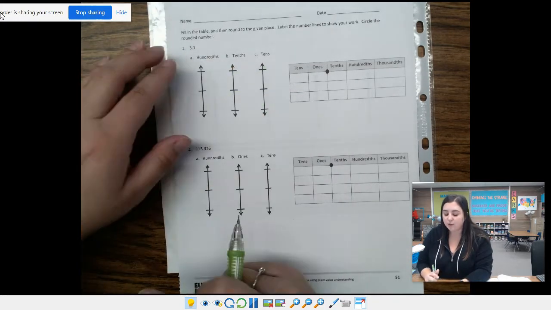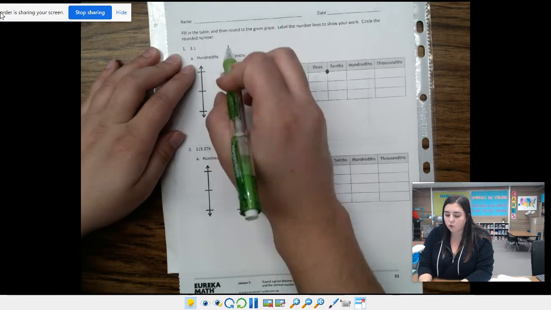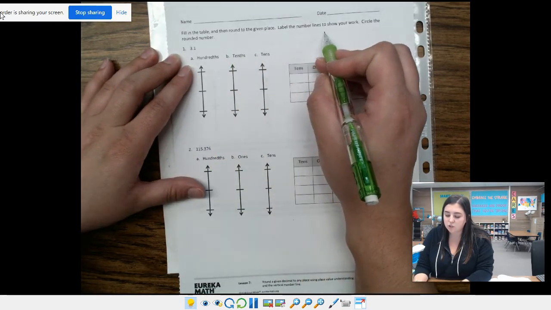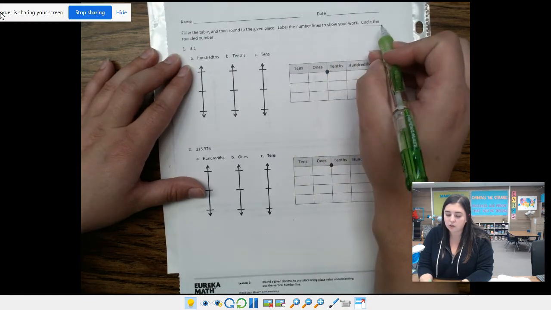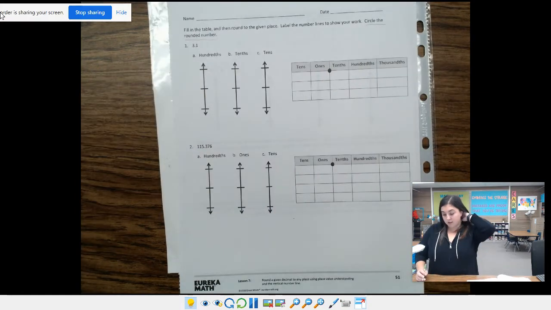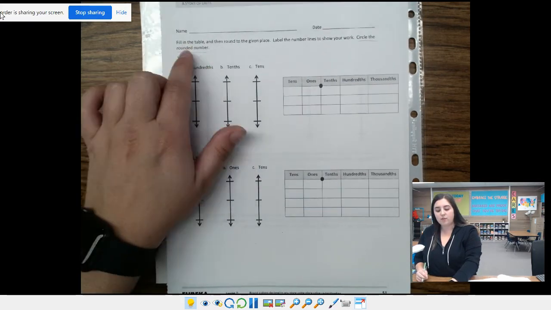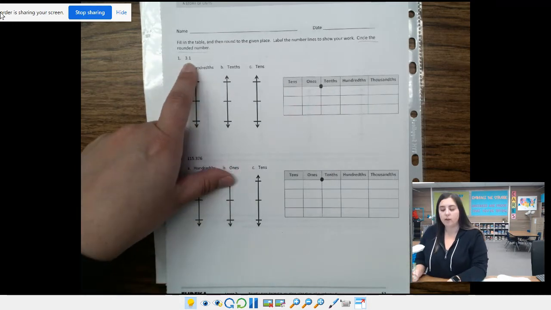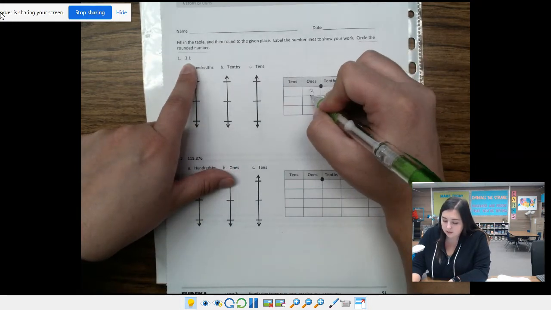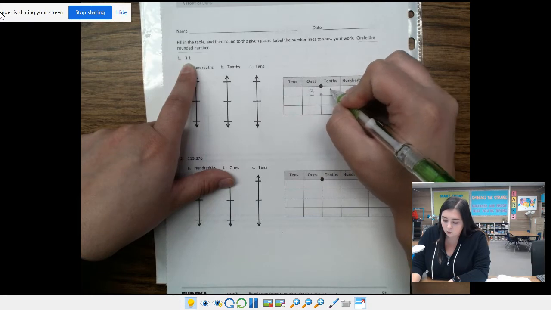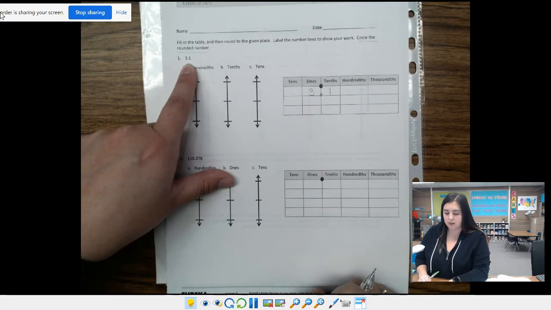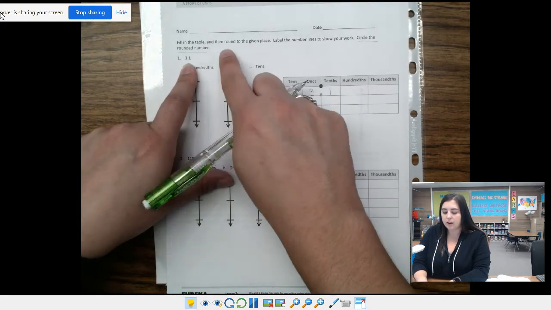The directions say fill the table and then round to the given place. Label the number lines to show your work. Circle the rounded number. Lots of steps there. So let's walk through this together. The first part says fill in the table. Question 1, our number is going to be 3.1, or 3 and 1/10. Got it. Then round to the given place.